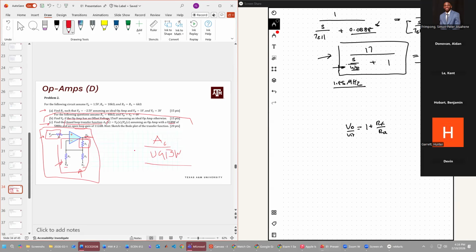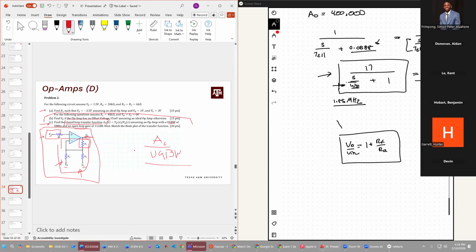V out over VN, right? So that's how we're gonna know this is the ideal transfer function for the op amp.